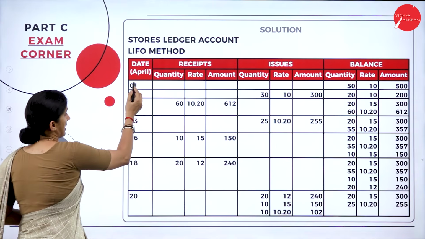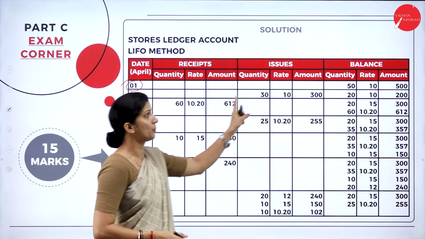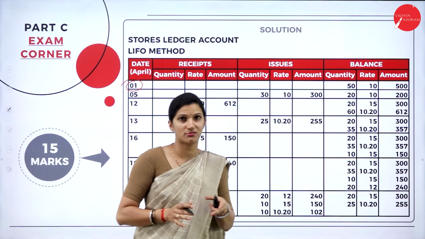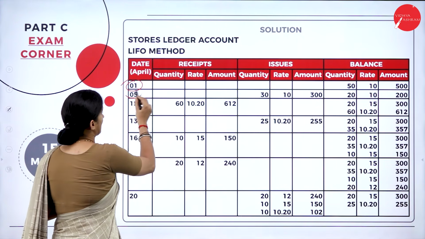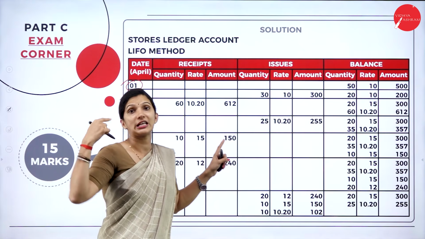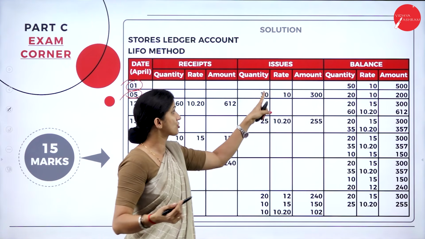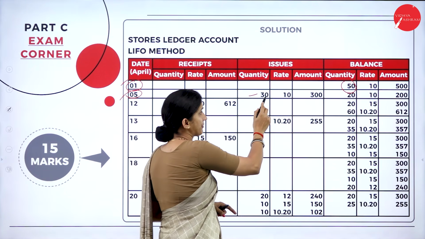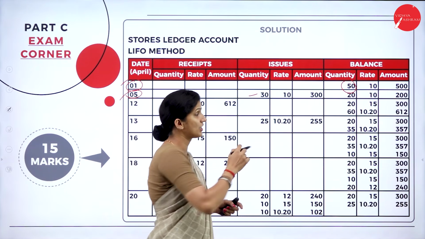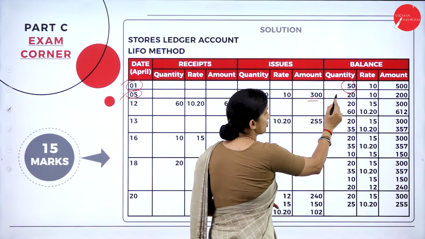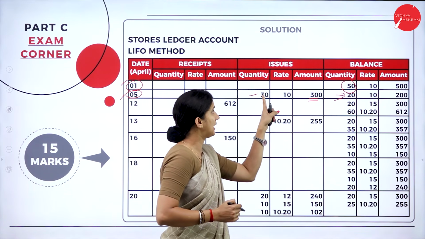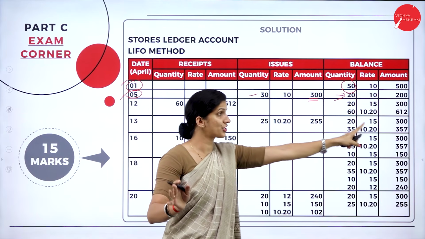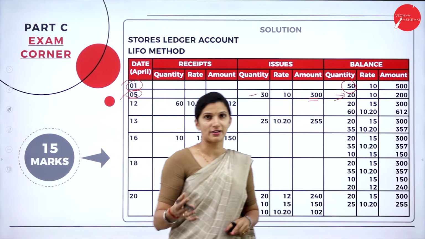See the question, same transaction. On first, you have opening balance 50, rate 10. So 50 into 10, 500. Done. Then on fifth, we have the issue of 30 tons. So the issue is 30, that means you have only one lot of 50. From that 50, 30 units will be issued. So 30 into 10, 300. So the remaining 50 minus 30, remaining we have 20. The rate will not change. So 20 into 10, 200.